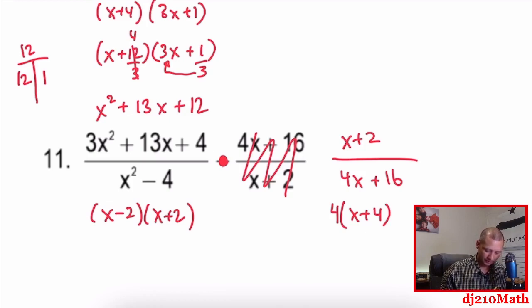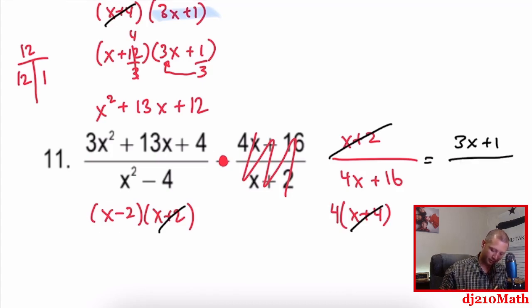First thing I see, x plus 4, x plus 4. X plus 2, x plus 2. So what is left behind? 3x plus 1. Is that it? Yeah, that's it. So 3x plus 1 up top. The denominator, x minus 2, and a 4. So the coefficients, those are the easiest things to miss.